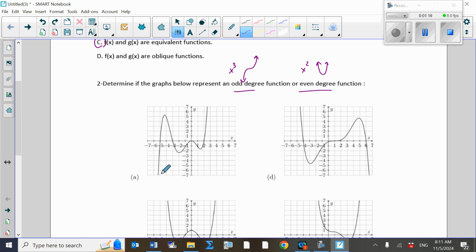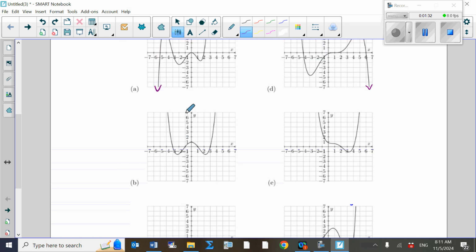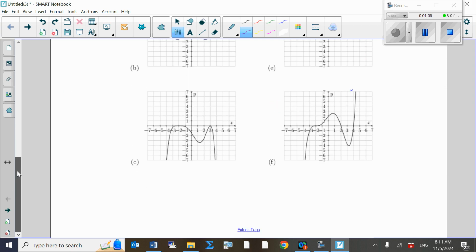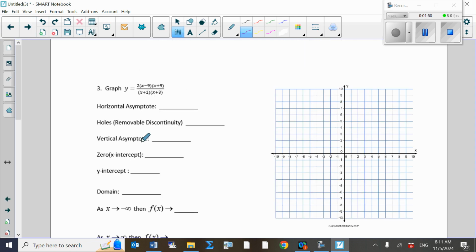Like here, one is going down, the other one is going up. So this is an odd degree function. This one is going up, down, so it's an odd degree function. But look at these two, they're both going in the same direction, so they are even degree functions. Or even here, they're both going to the bottom, so both go in the same direction, so it's an even degree function.